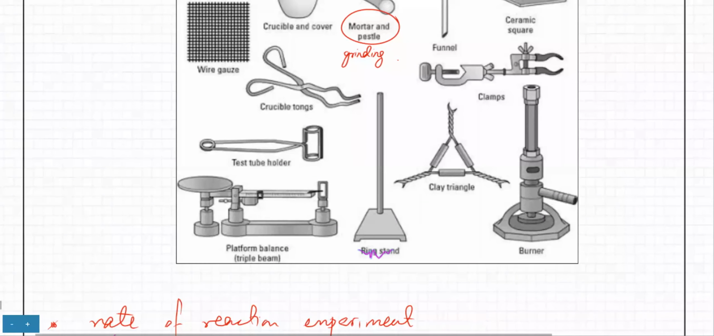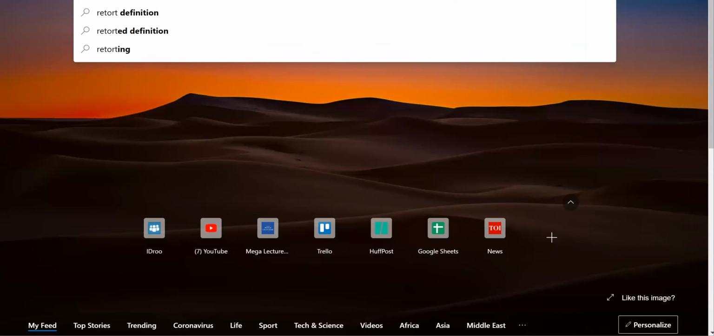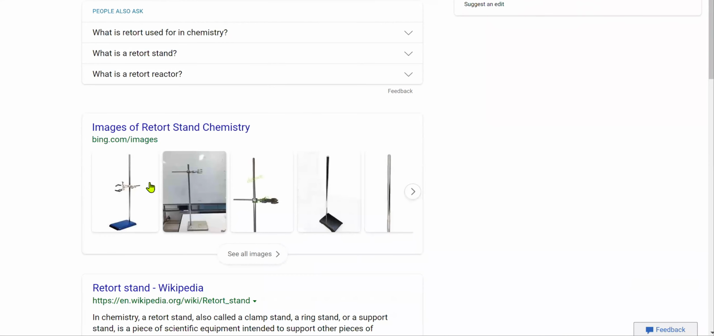Okay, those pictures were taken from the internet. The correct name is a retort stand. It has a clamp at the top, okay, it has a clamp at the top that is used. I can show you a picture of a retort stand quickly, to remember what a retort stand is. Okay, just give me 1 second. I'll show you a picture. So this is what it's going to look like.